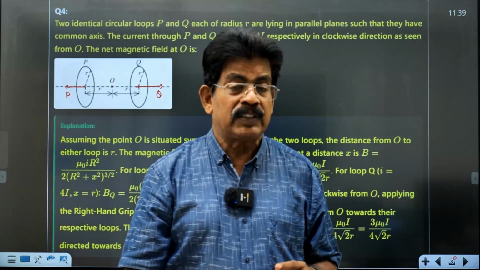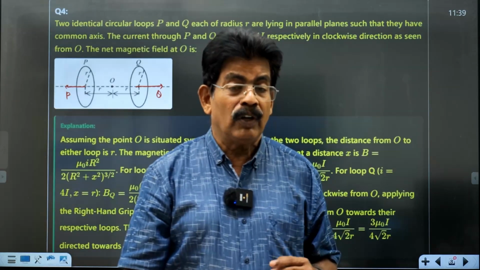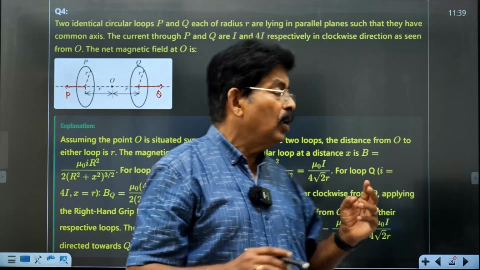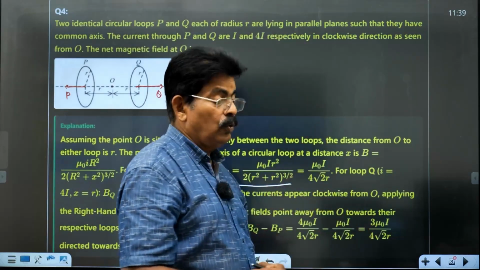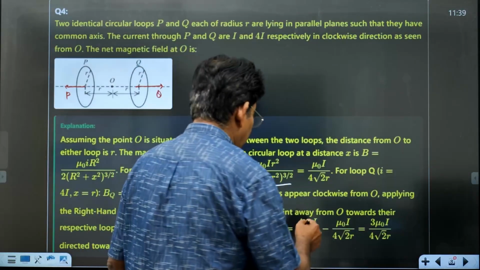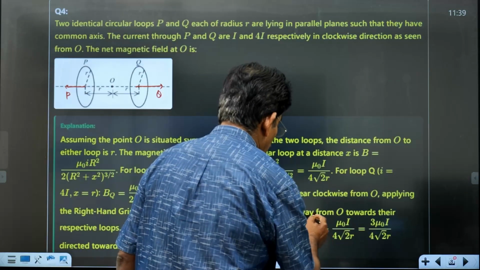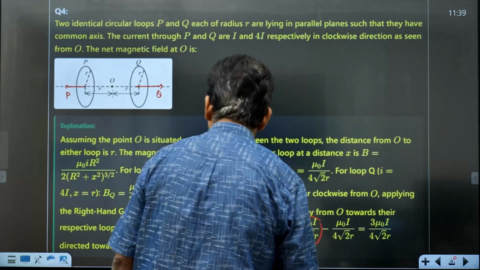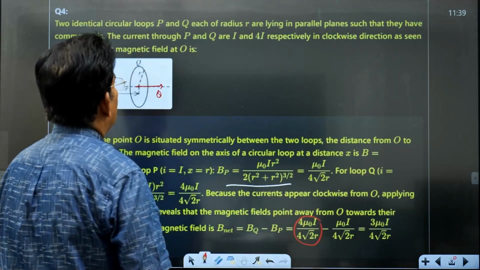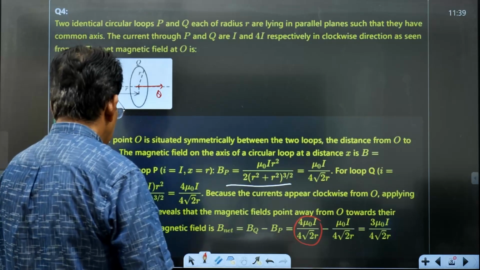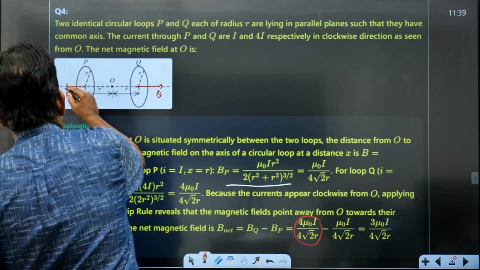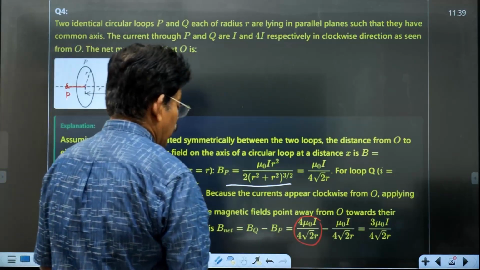So two aspects. One, current looking from O is clockwise, magnetic field is getting into the coil Q, that will be towards right, that is towards Q. Number two, current is 4 times, so the field will be 4 times, 4 mu 0 I by 2R. Now, both the fields are in what direction? Opposite direction. One is towards P, other is towards Q. We have to calculate net.